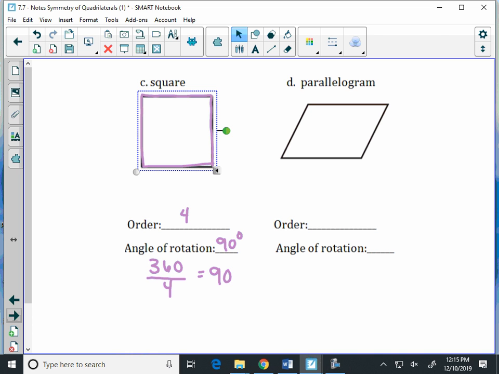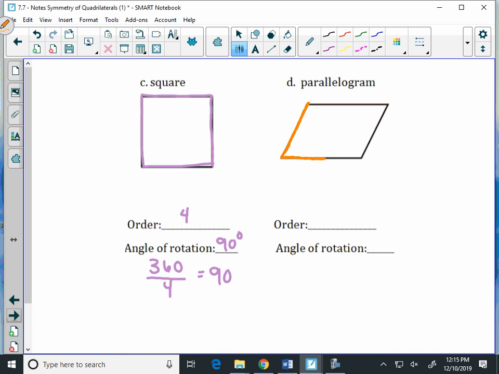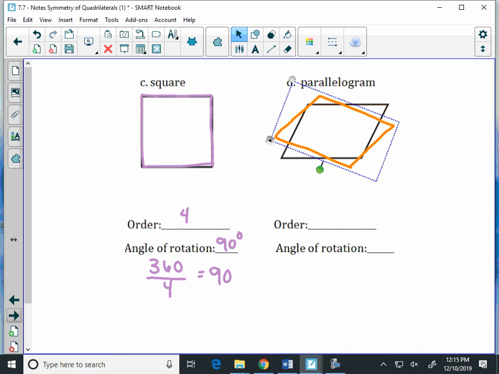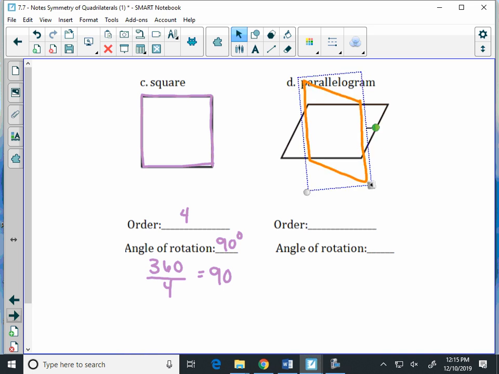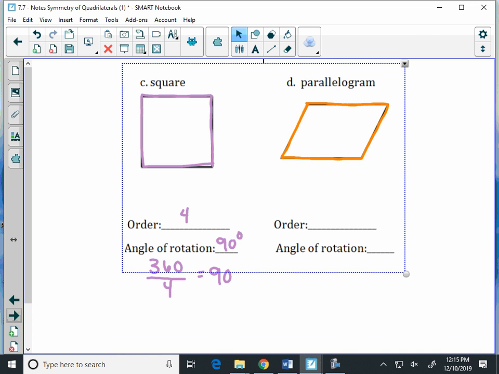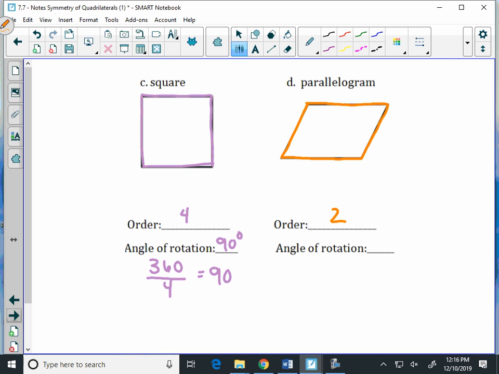And then how many times do you think we can rotate a parallelogram? What do we think? Let's see. There's one. Back to the beginning. 2. So the order is going to be 2, which means its angle of rotation is 180. Half of 360 is 180.